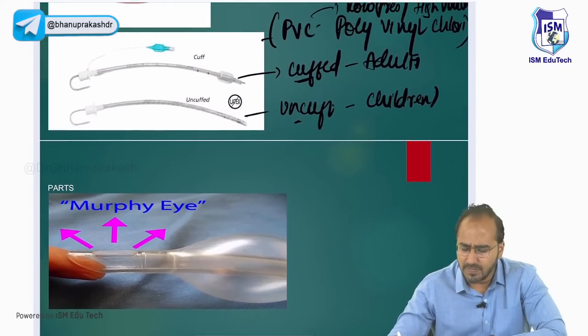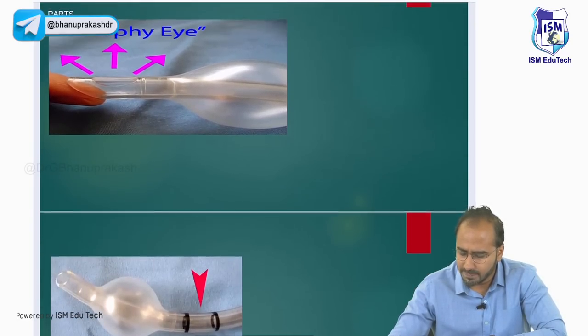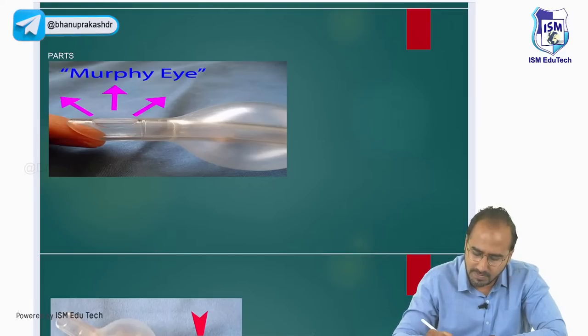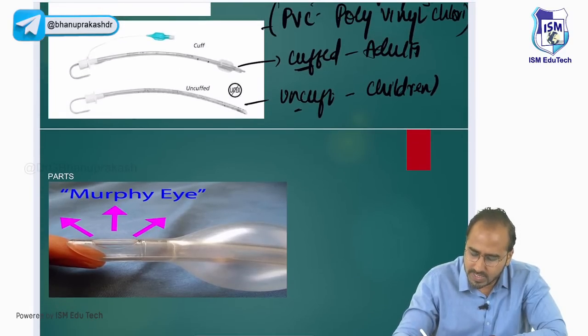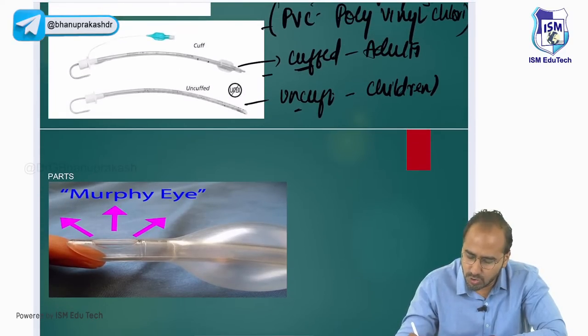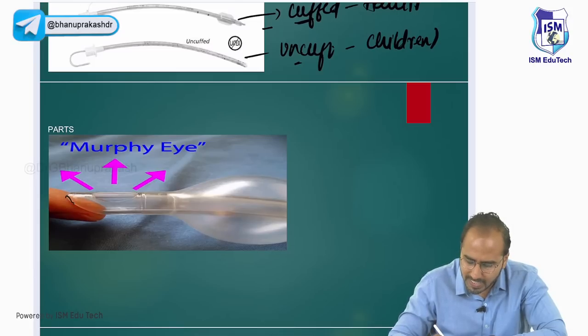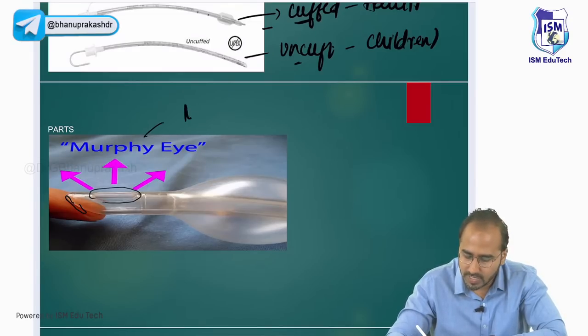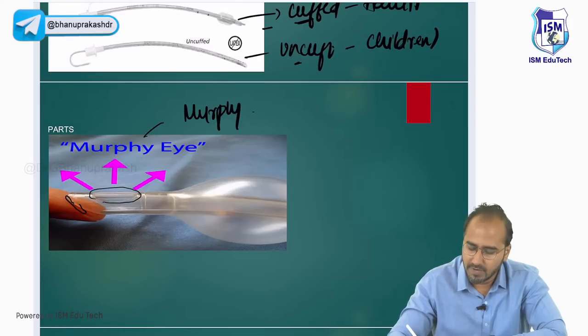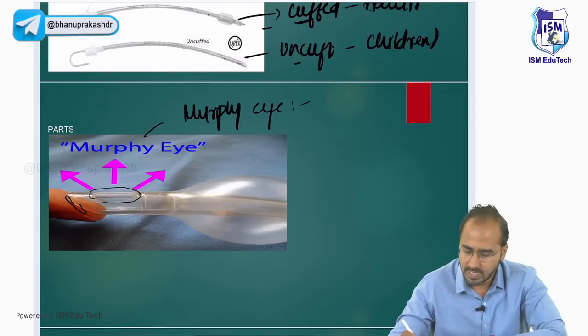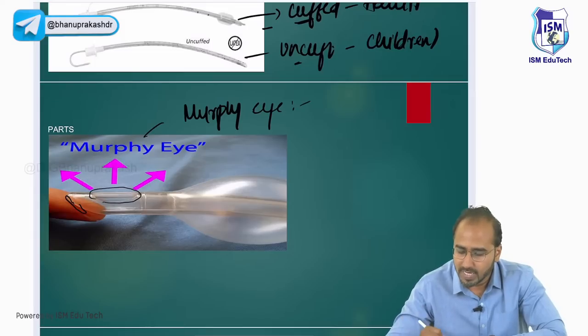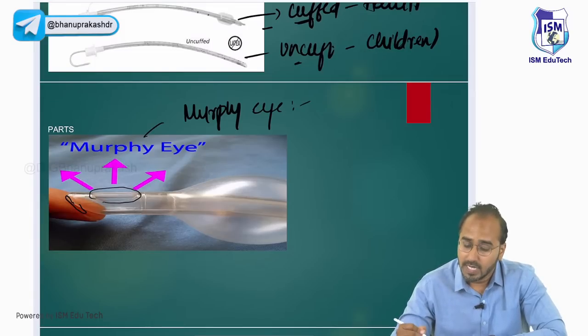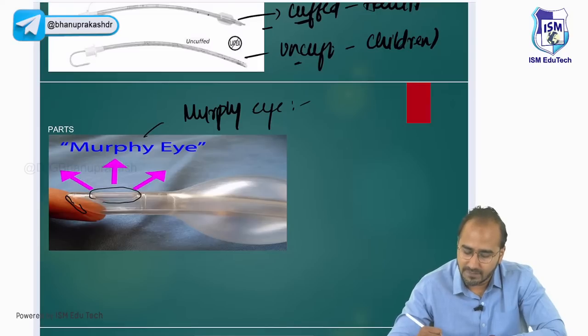Now there are some parts of the PVC tube that you have to remember. Just look over here. This is the tube that you see, right? If we zoom into this tube, one opening is on this part. On the other side of the PVC tube, you will see one more opening on the lateral side. The lateral side opening is called Murphy's eye. Why is Murphy's eye given, guys? What is the importance of Murphy's eye?